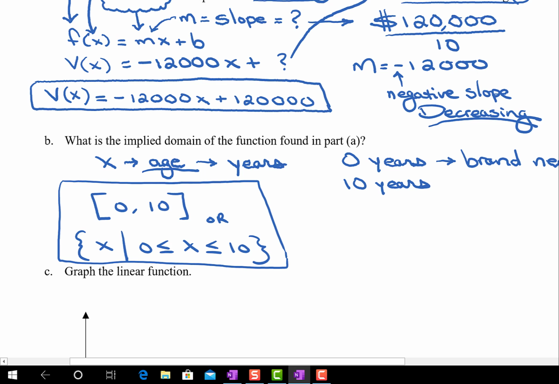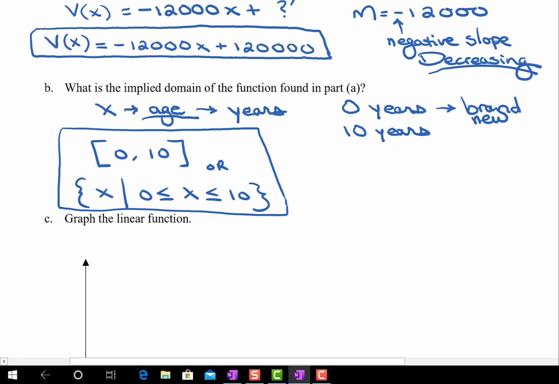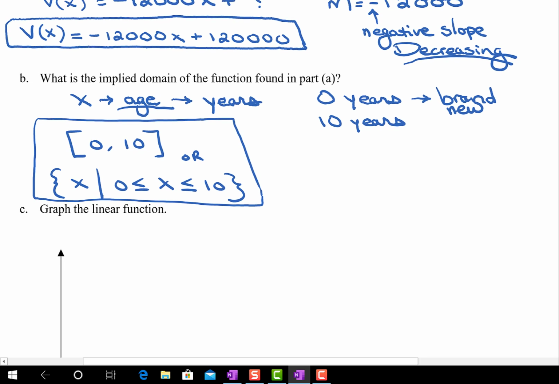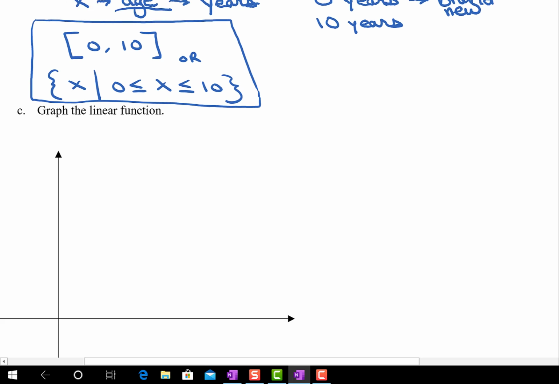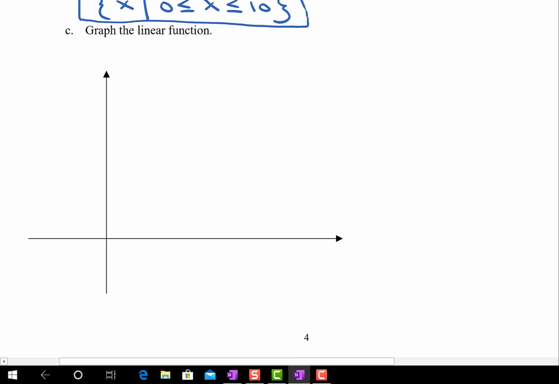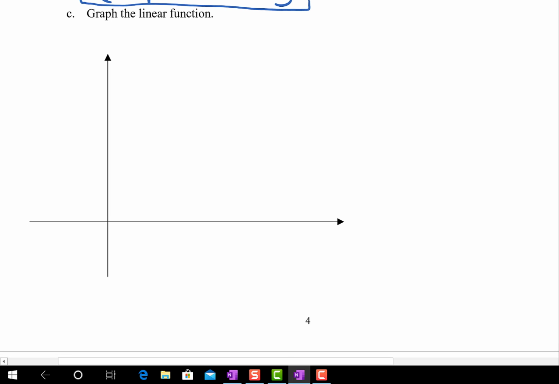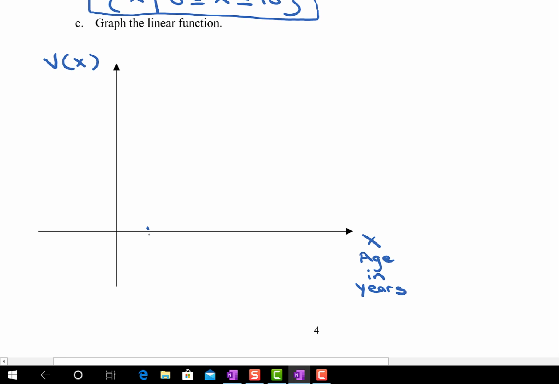The next one, it says C, graph the linear function. Okay, to graph this, I'm going to have to label my axes. My x-axis, I'm going to label that as x, and my y-axis is going to be labeled as v of x. x represents the age of the machine in years, whereas v of x is going to represent the value of the machine. So 1, 2, 3, 4, 5, 6, 7, 8, 9, 10.